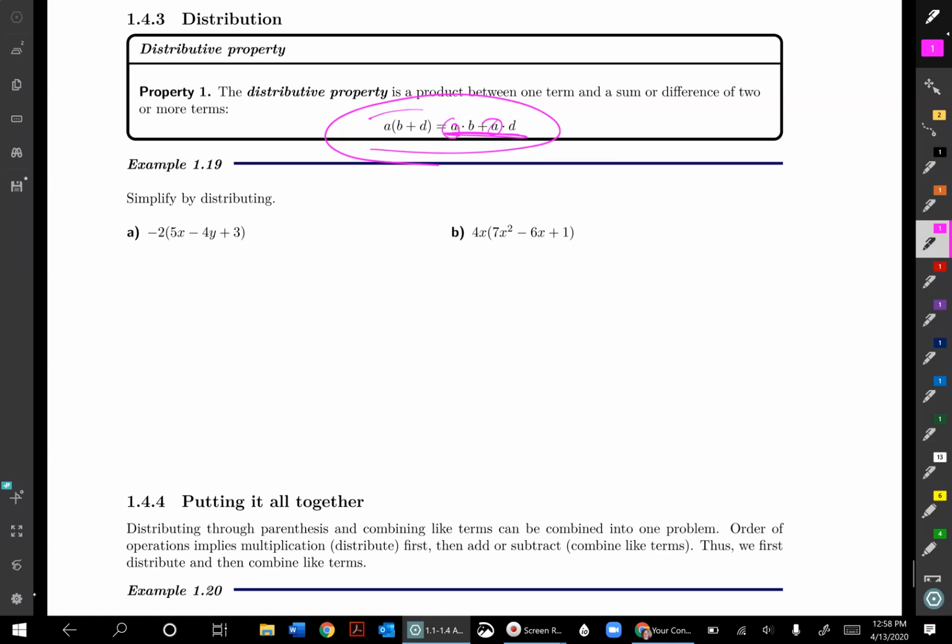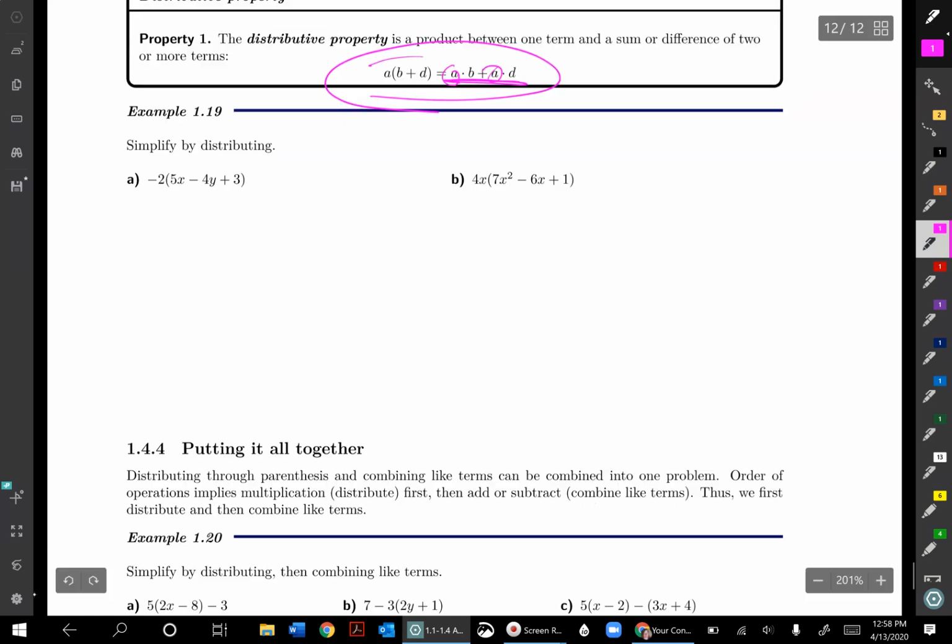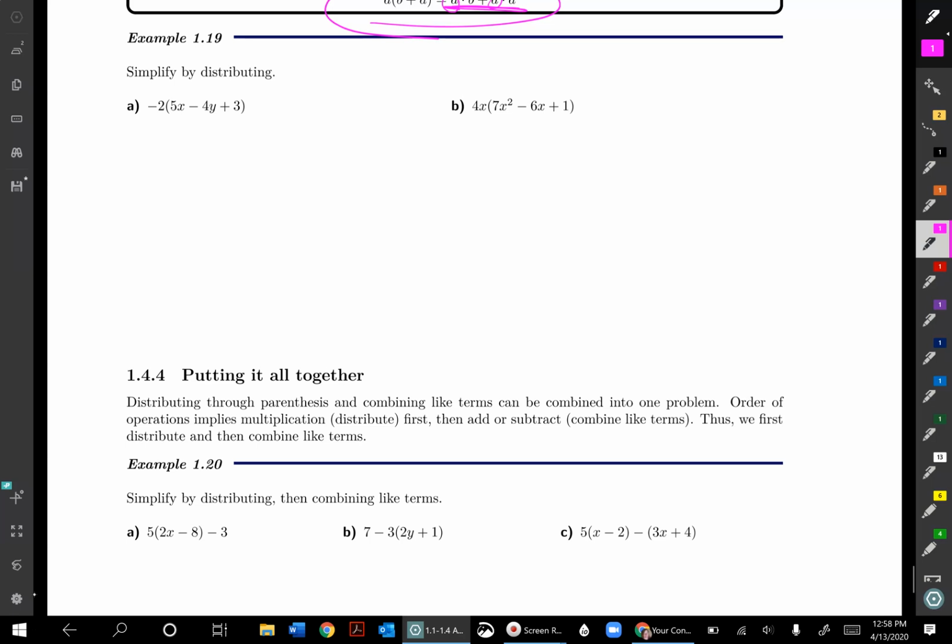So start thinking of when we build things, how we can actually pull them back apart and work backwards. So this one here, example 1.19, it's negative 2 times quantity 5x minus 4y plus 3. So I would distribute this negative 2 to every term here. I always like to draw these arrows. So negative 2 times 5x would be negative 10x.